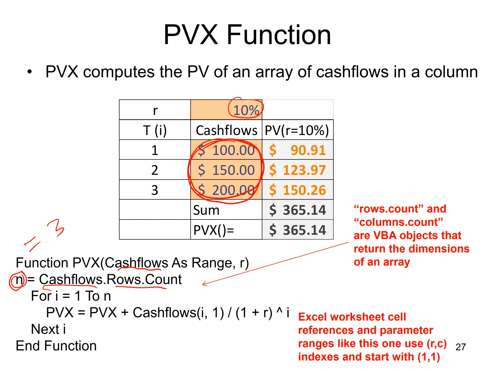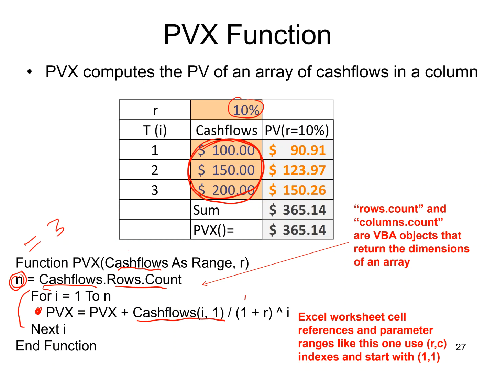So I figured out there are 3 cash flows. I then say for I equal 1 to n, next I. So it's going to execute this statement 3 times, setting I equal to 1, 2, 3. So PVX equals PVX plus. Remember, that's the aggregation code. When you see a name equal a name plus, PVX equals PVX plus cash flows I,1.